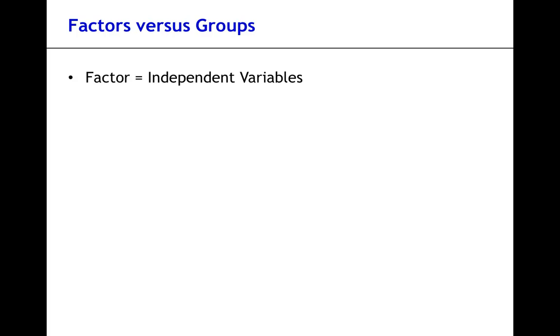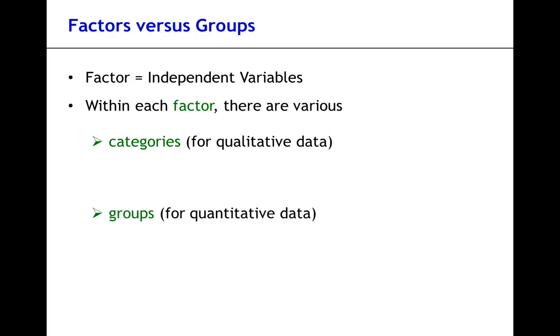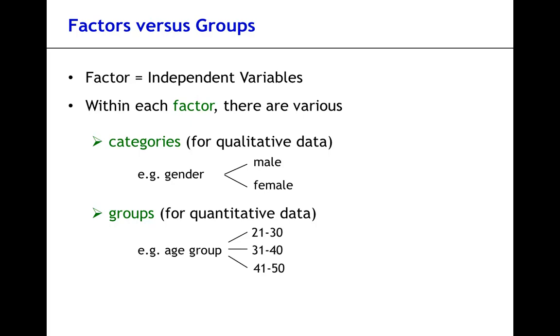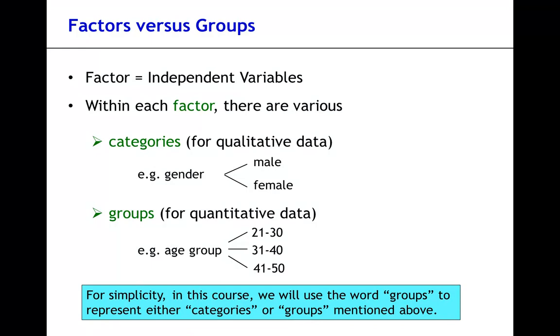So independent variable is also referred to as a factor. Each factor may be further split into various categories or groups. For qualitative factors such as the gender of a person, the factor may be split into different categories, male or female. For quantitative factors such as age group, the factor may be split into different groups such as 21 to 30, 31 to 40, or 41 to 50. For simplicity in this course, we will use the word groups to represent either categories or groups mentioned above.